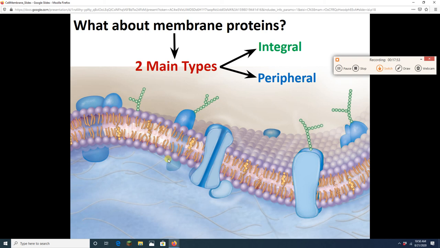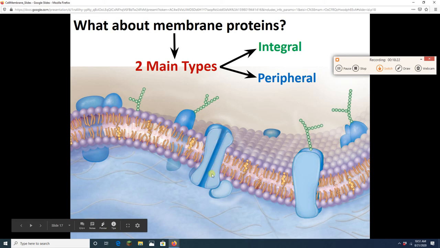Okay? The word integral means basically, think about the word integer. You guys love math. I'm assuming you're nodding your head right now. An integer is a whole number. So an integral protein is a part of the whole membrane. Okay, so this guy right here, this is an integral protein. It's part of the whole membrane.